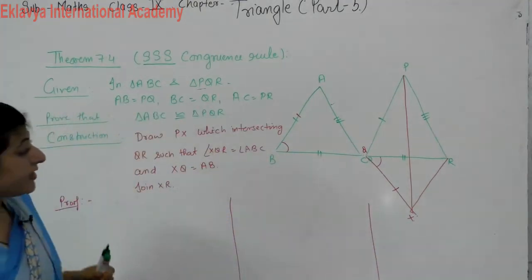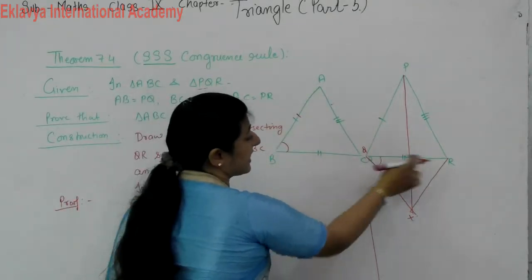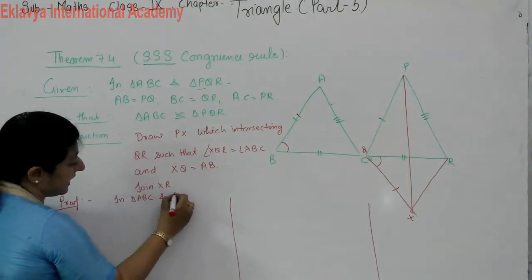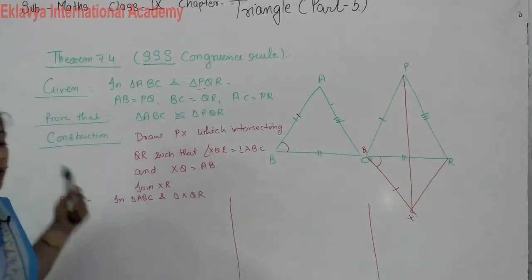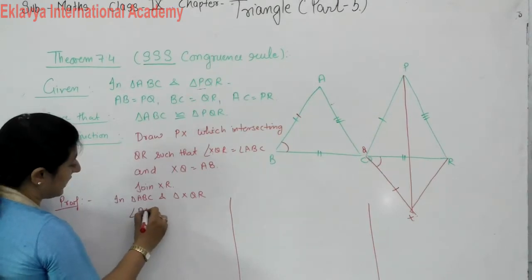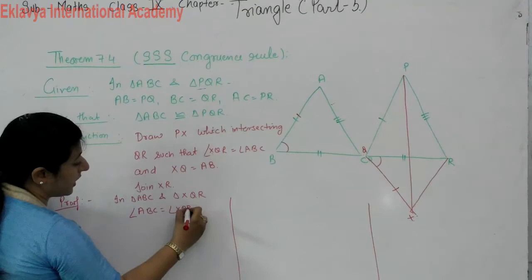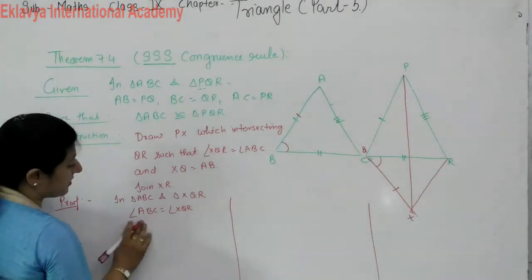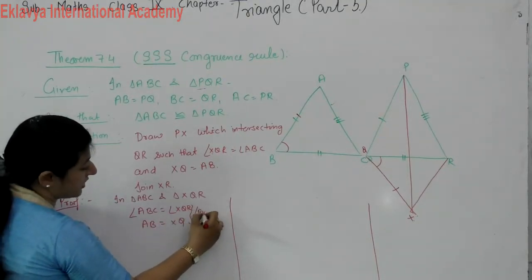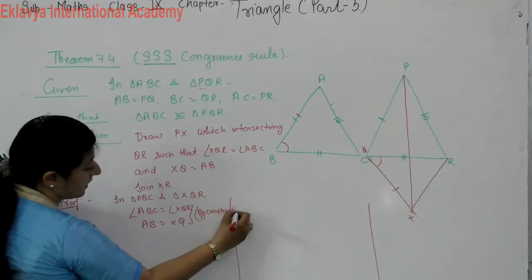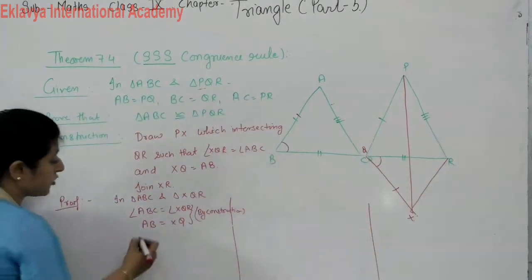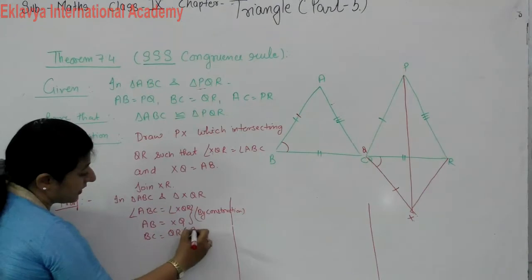In our proof, firstly we take triangle ABC and triangle XQR. It is given to you that angle ABC is equal to angle XQR and AB is equal to XQ. These two by construction. Third element, we can take BC is equal to QR, given in the question. BC is equal to QR, given.